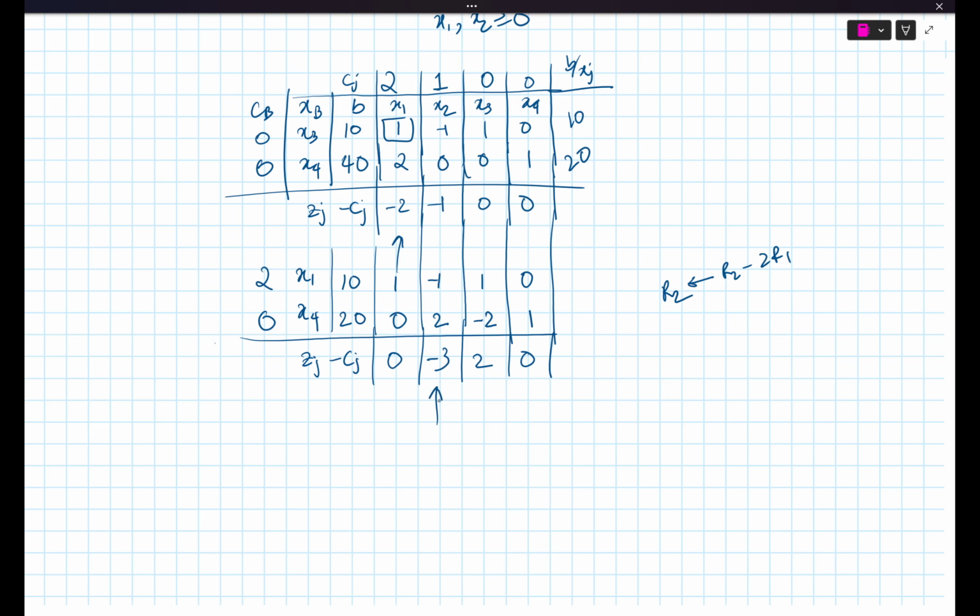This is my entering variable. This I get as 8 minus 10 here and 10. So what does it mean if we have a negative value? We don't look at that one, right? Look at the positive value ratios.